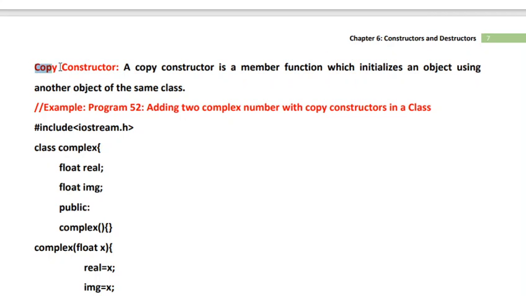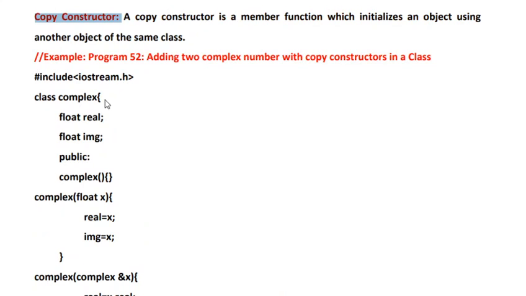So in today's class, we are going to learn about copy constructor. A copy constructor is a member function that is used to initialize an object of a class with another object belonging to the same class, right? Again, I'll repeat it. A copy constructor is a member function used in order to initialize an object of a class with the value of another object of the same class.